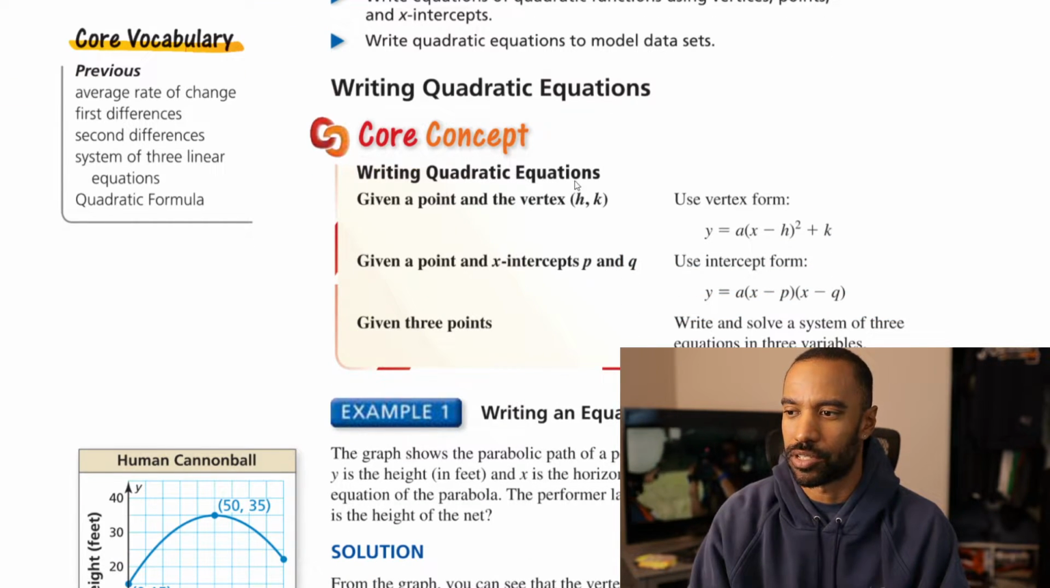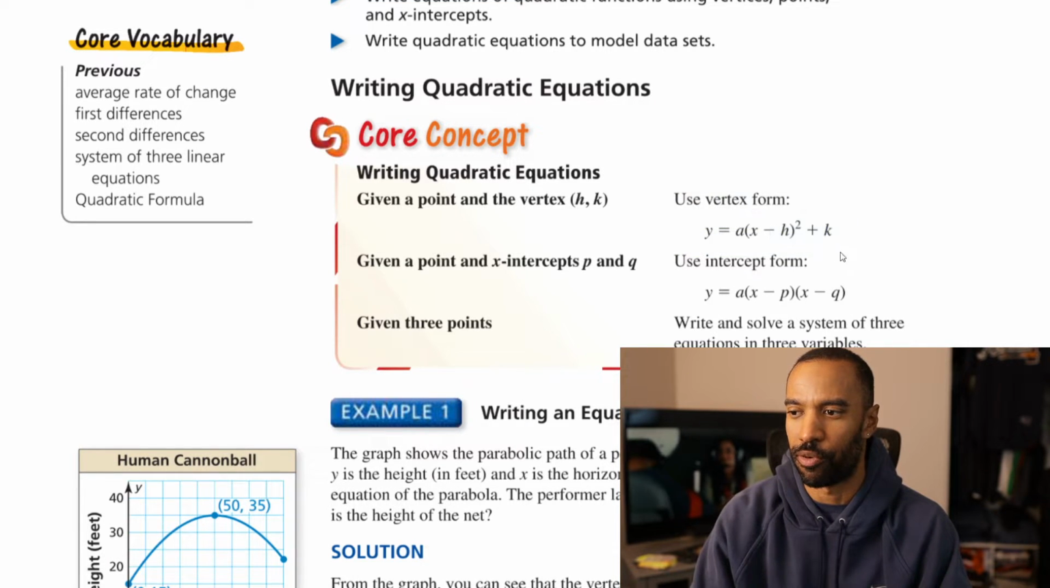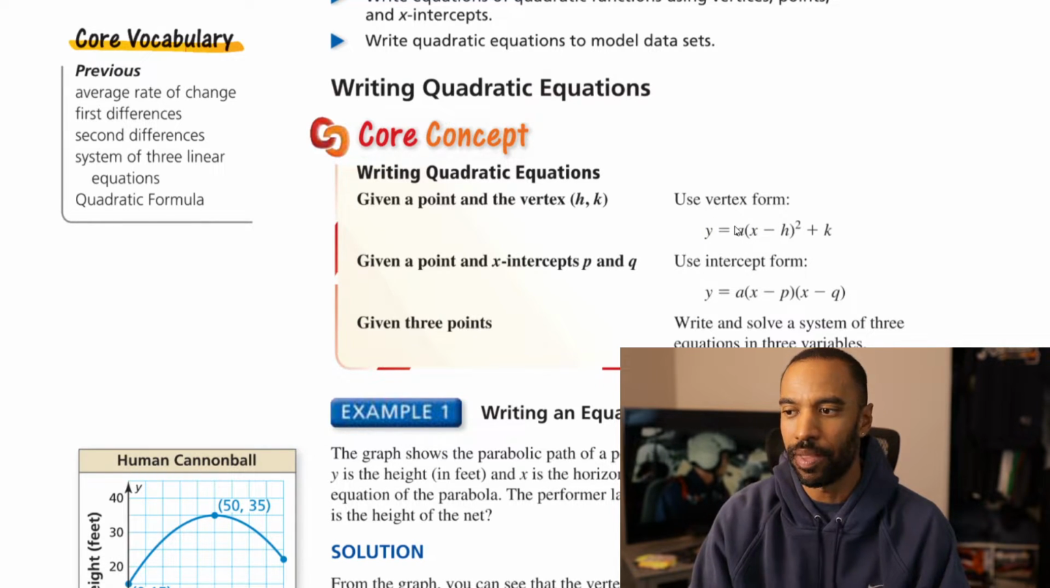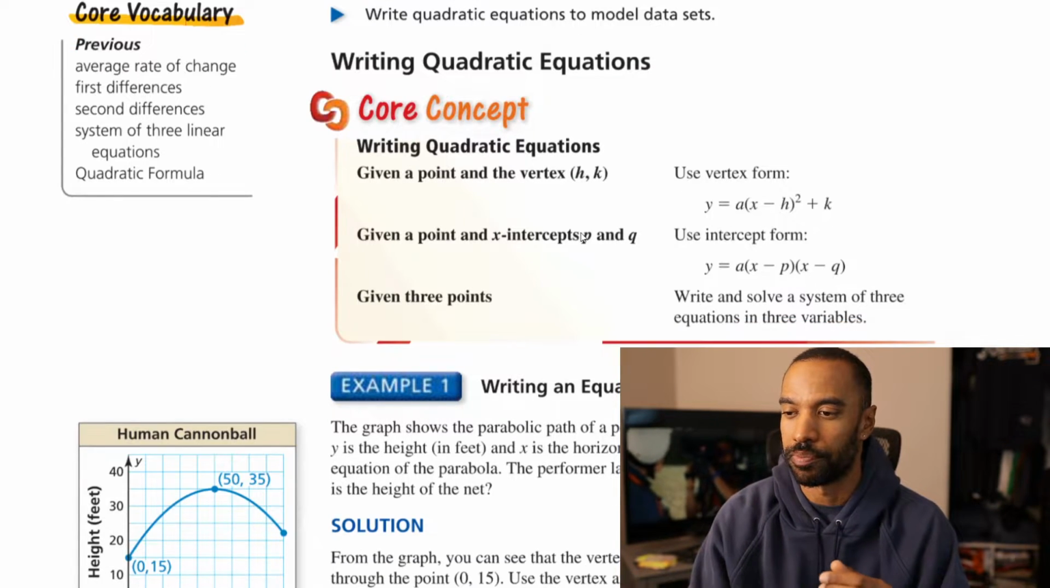Writing quadratic equations. If you're given a point and the vertex, you might want to use vertex form. Yeah, this is the one I've done a couple times before. Plug in my h and k, plug in something for x and y, and find your a. I'll also do this without plugging it in, and I'll just use the graph as well. I'll show you both of those.